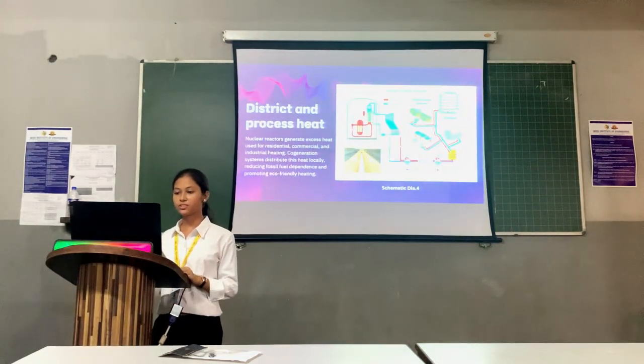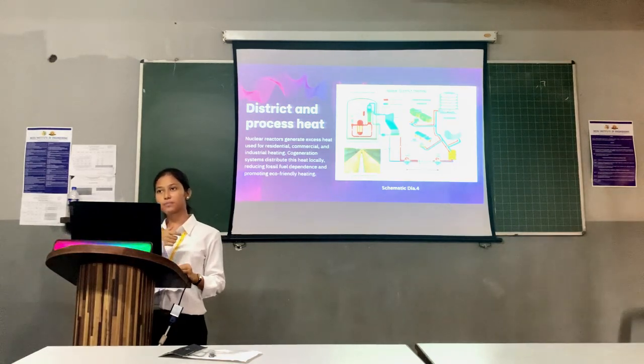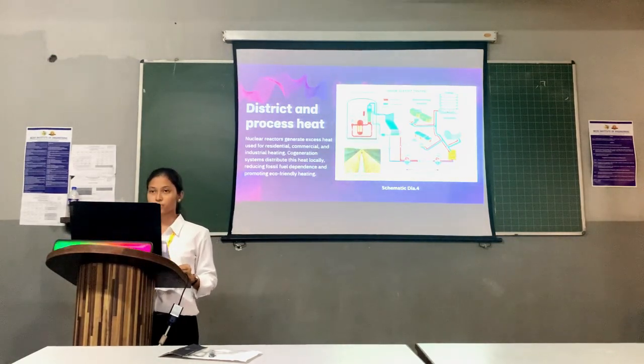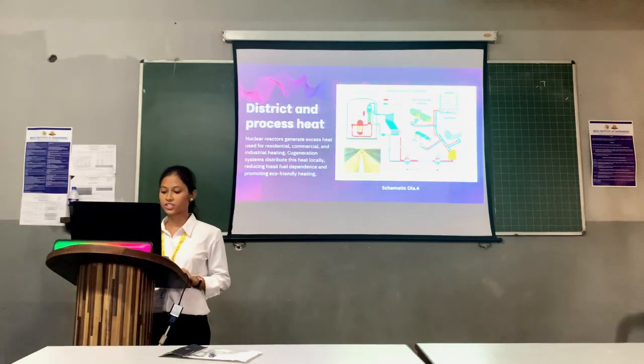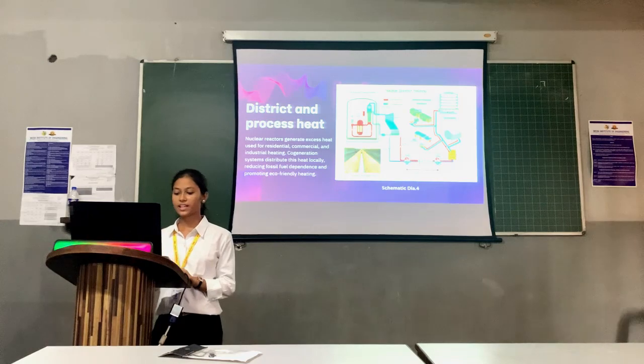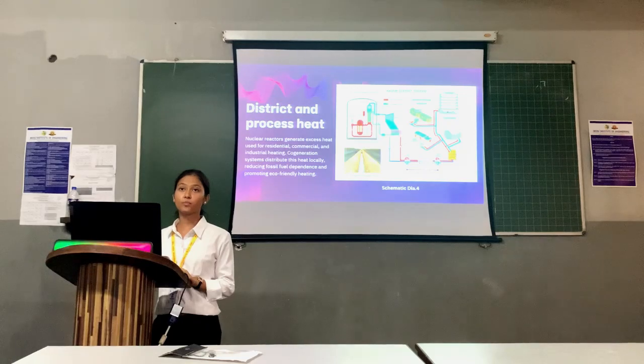Next application is district and process heat. Here also nuclear energy is used to produce high temperature heat, which is distributed through insulated pipes and provides heating in multiple buildings for domestic uses and other industrial uses. This process ensures safety and efficiency while reducing greenhouse gas emissions. For example, the BOR-60 reactor in Obninsk, Russia was connected to a district heating system in the city in the 1960s. This heat is used for tasks such as brewing, laundry, drying, and sterilizing or melting materials.